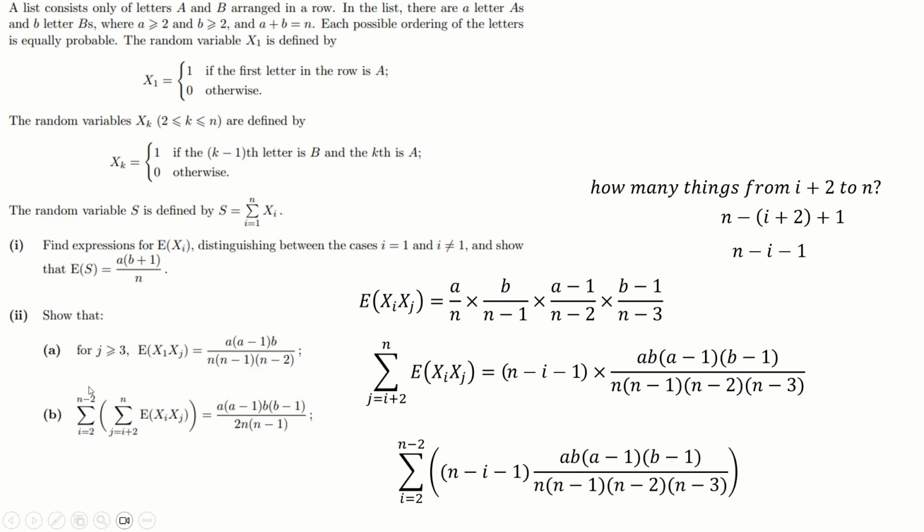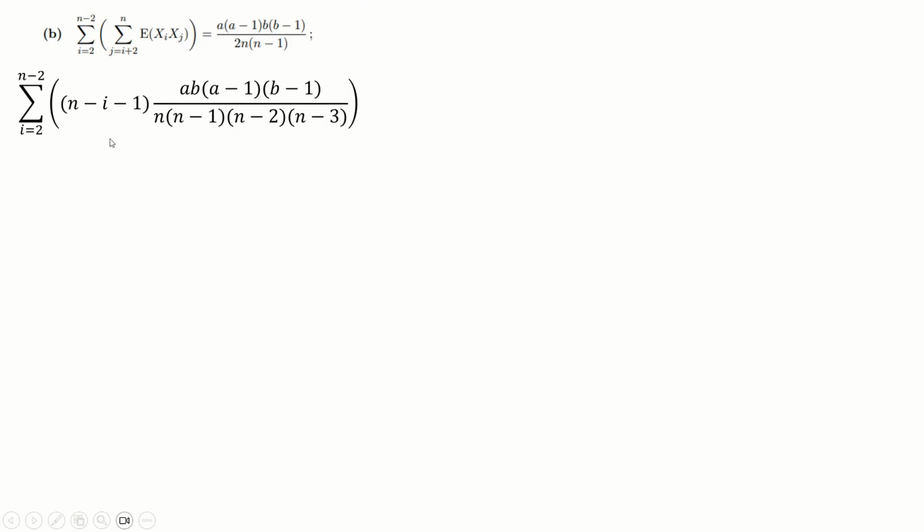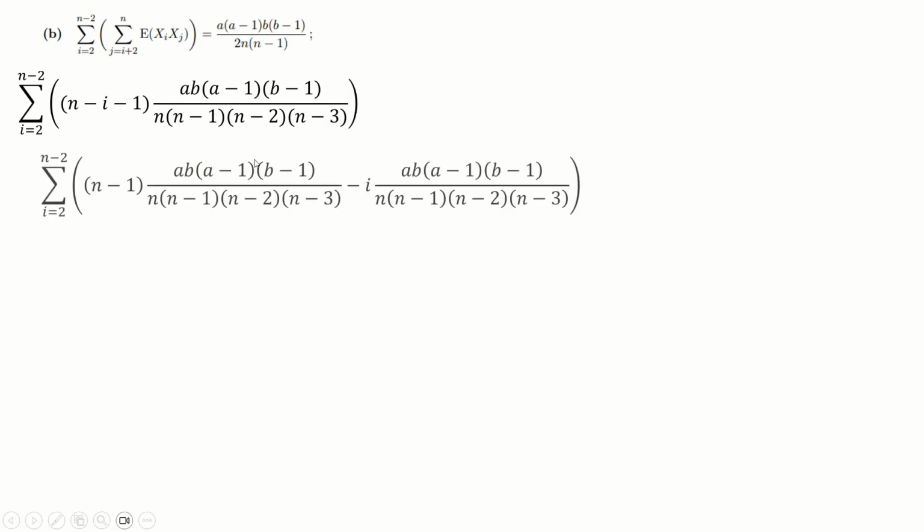Now we need to do this other sum. So we need to add these up from i equals 2 to n minus 1. So this sum here of these things. Now, notice that we're running from 2 to n minus 2. Very little of this even has an i in it, right? So what we can do is say this term here is n minus 1 minus i, and then expand out to be n minus 1 times this thing minus i times this thing.